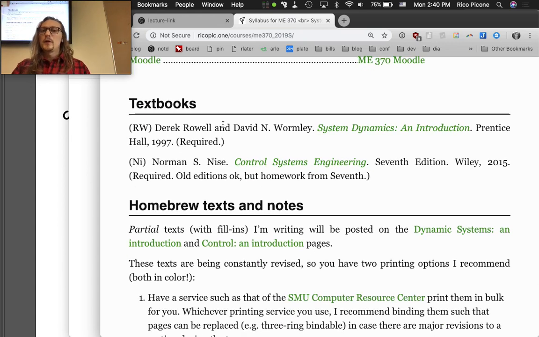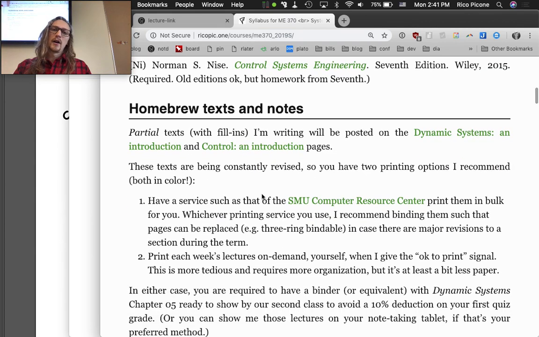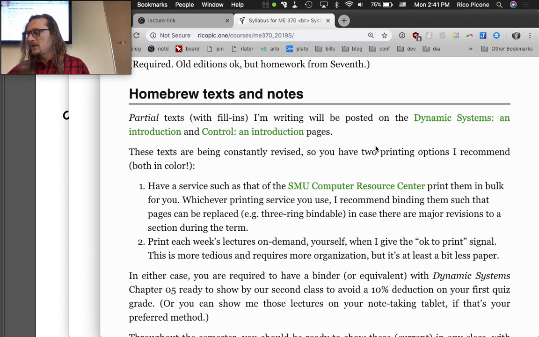Textbooks: same Rowell and Wormley text from last semester. I'll often be using RW as the abbreviation of that, and then Nise, which we'll use in the last 6 or 7 weeks of the course. It's a great textbook. There are only 2 standard controls textbooks, and it's one of the 2. It's pretty good. And then I also have, of course, the dynamic systems notes from last semester.